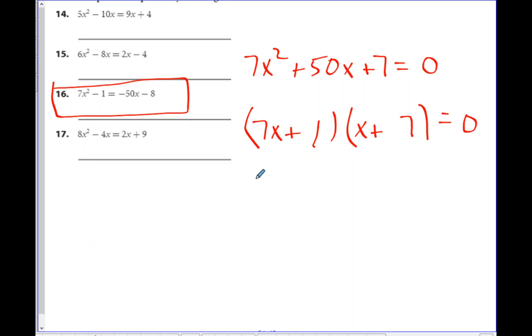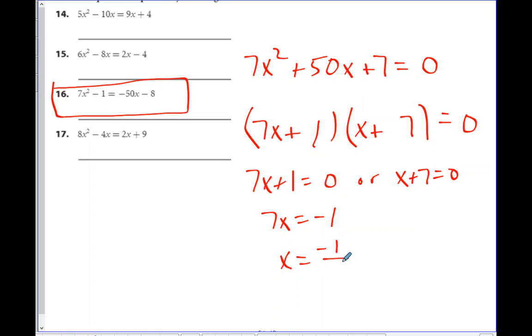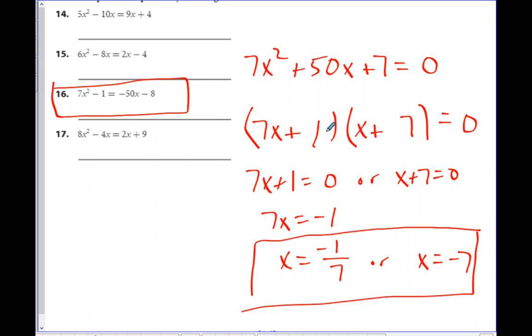Now, just make each one equal to 0. So 7x plus 1 is 0, or x plus 7 is 0. Subtract 1 from both sides, divide by 7, we get negative 1/7, and over here, just subtract 7 from both sides, we get x equals negative 7. So certain parts of that might have looked a little tricky with these weird numbers, but actually it went together to be pretty simple.